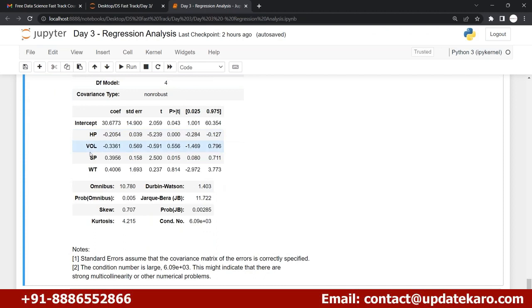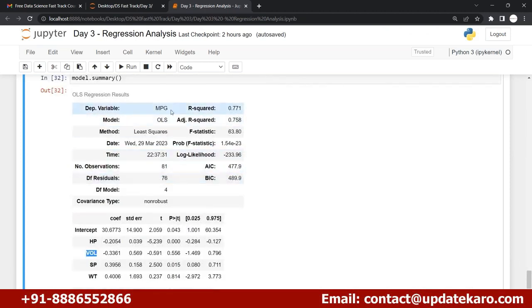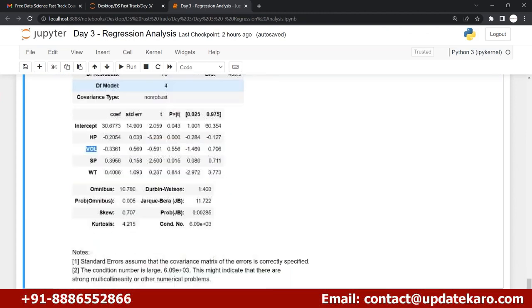What about the second, the volume column? In the volume column you can see the p value is 0.556. If we check with the default p value of 0.05, here our p value, 0.556, is greater than 0.05, which means that this particular column is insignificant. This volume column is not contributing in our model to make the prediction about the MPG column. It is an insignificant column.